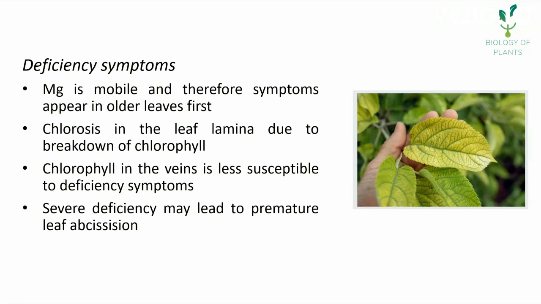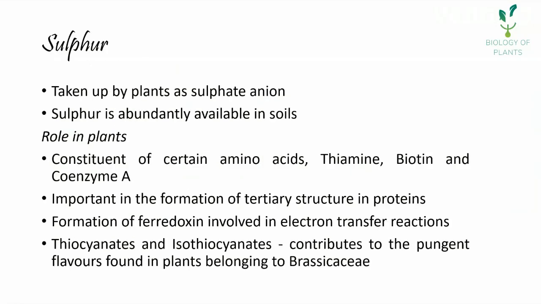The most noticeable symptom is the chlorosis in leaf lamina due to the breakdown of chlorophyll molecule. But it is surprising to know that the chlorophyll in the veins is less susceptible to magnesium deficiency when compared to the chlorophyll in the lamina, and therefore the veins remain green, as you can see in the picture. Overall growth of the plant is also affected, and under severe deficiency conditions, entire leaves may fall off due to premature leaf abscission.